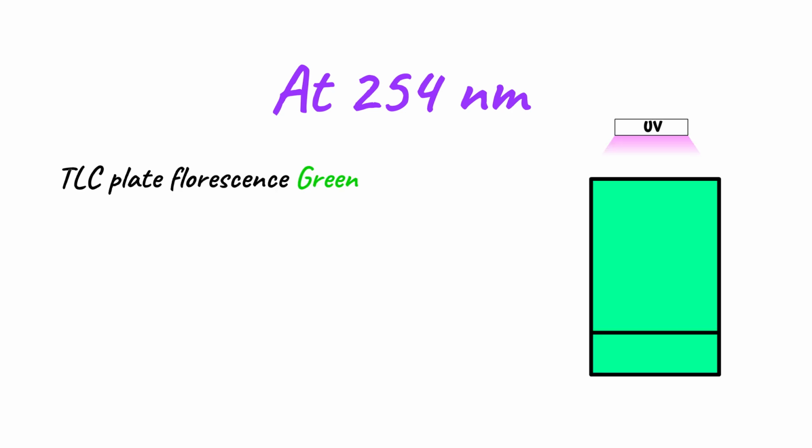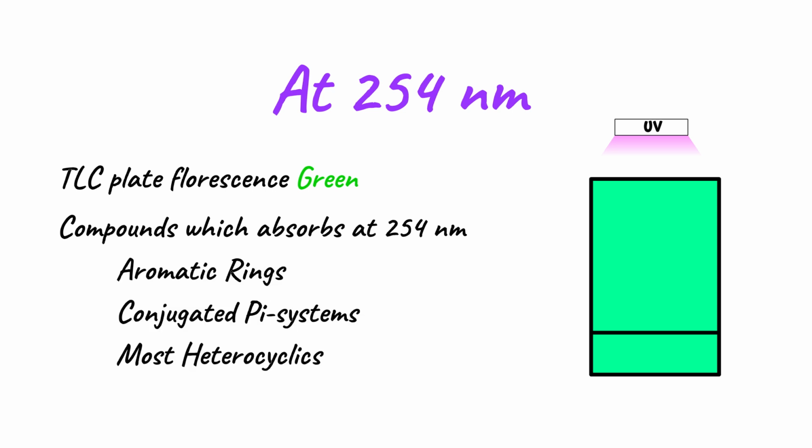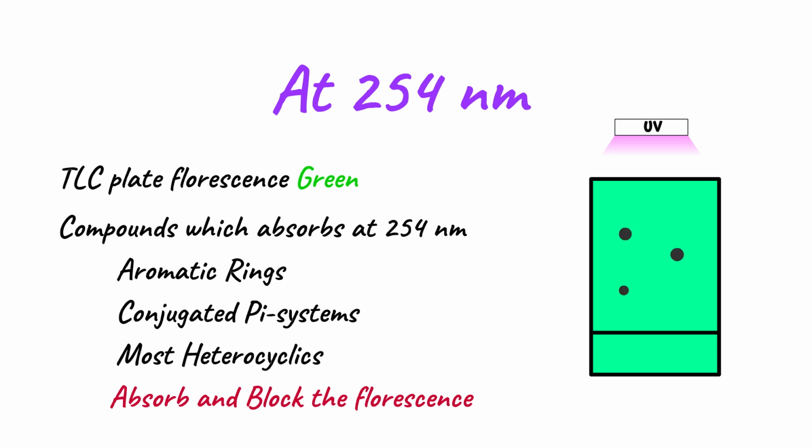The plate itself fluoresces green under the lamp. Compounds that absorb at this wavelength, like aromatic rings, conjugated pi systems, most heterocyclics, block that fluorescence and you see a dark spot where the compound is. So you are not seeing the compound directly, you are seeing where the compound is blocking the plate's fluorescence.